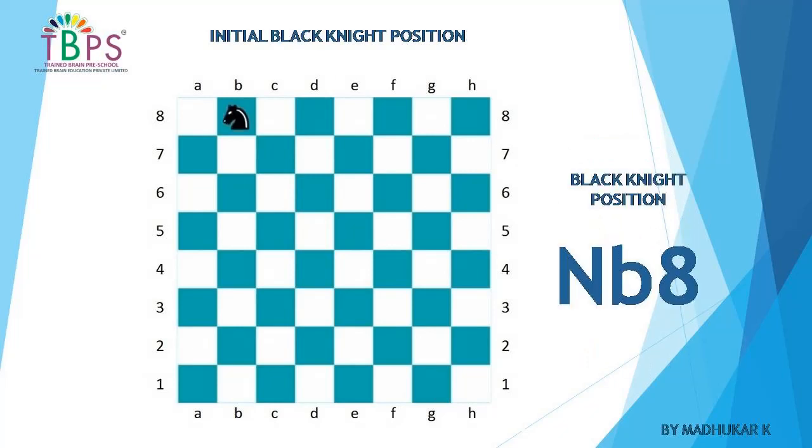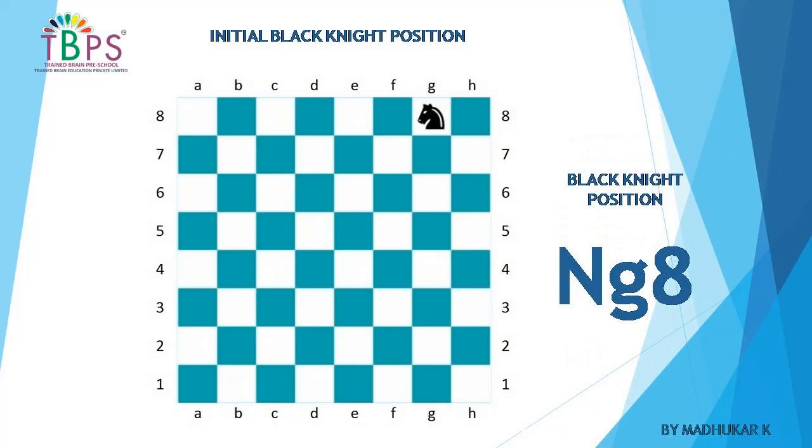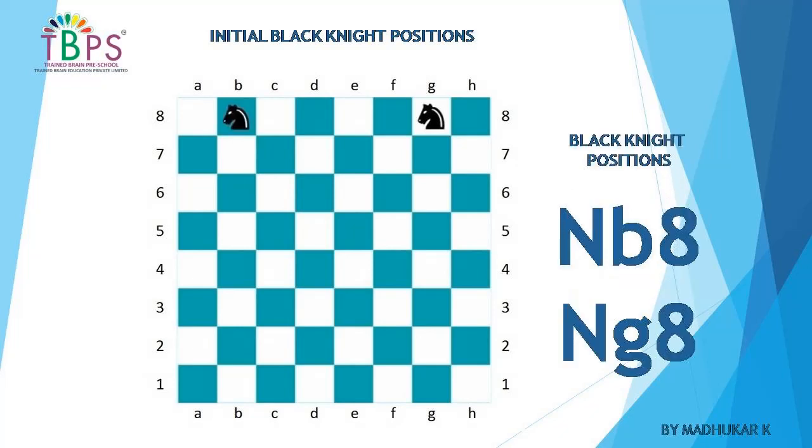One of the black knights is placed on the square B8. So the notation for the knight is NB8. The other black knight is placed on the square G8. So the notation for the knight is NG8. So the initial position of the black knights are NB8 and NG8.